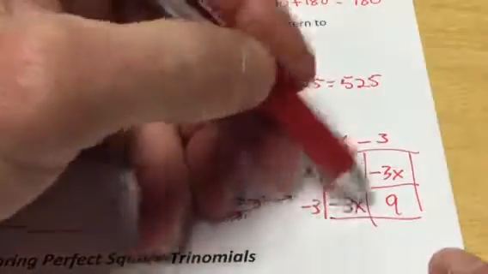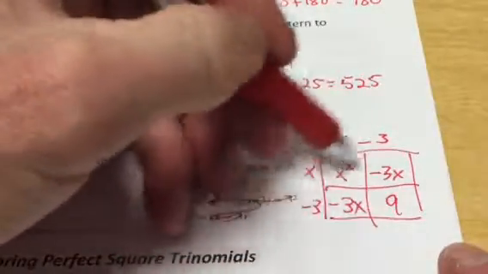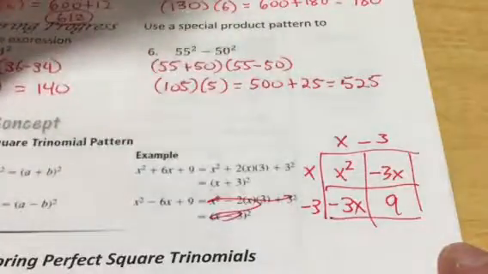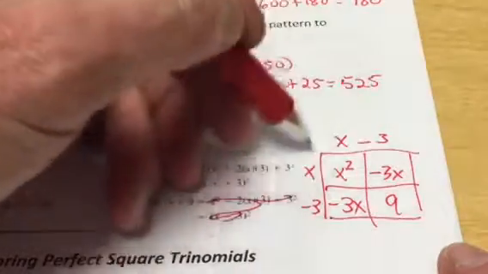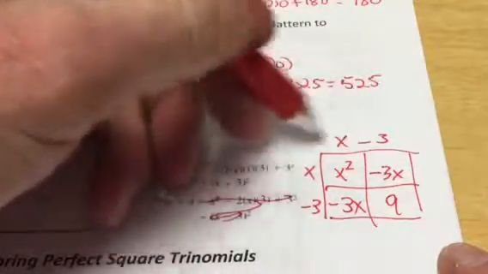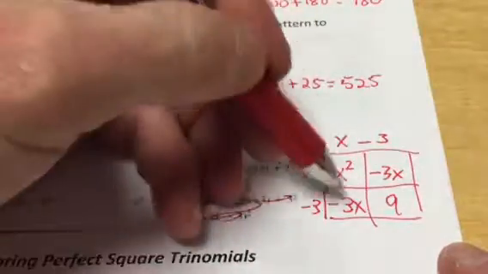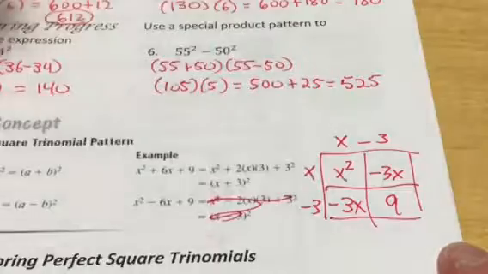Again, notice that instead of opposites, now these are identical. We're not multiplying conjugates, we're squaring a binomial. So the factors were identical, and that means these two boxes are going to be identical. So there's going to be two of whatever that is.